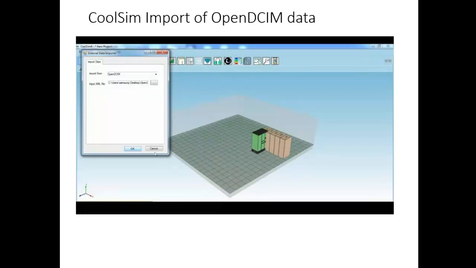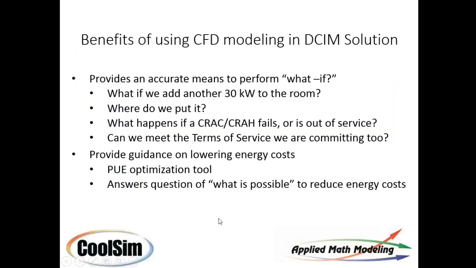So the most important thing really coming out of the DCIM system for CFD is load, thermal load. Where is it? How much is it? And its location in 3 space. So that will go on, but that's how we fill the database. And the benefit of it is it allows you to do what-if scenarios.